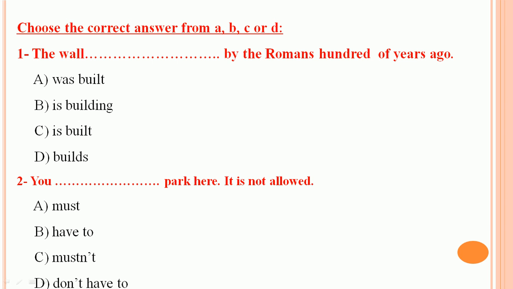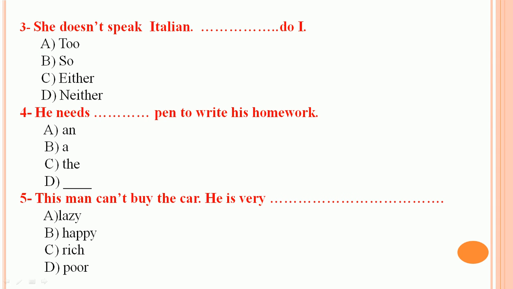Number 2, you park here. It is not allowed. Not allowed means you cannot do this. It is prohibited. It is not allowed for you. We use this word mustn't when something is not allowed. So the answer is you mustn't park here. It is not allowed. So the answer is mustn't. Okay, let's move to number 3.